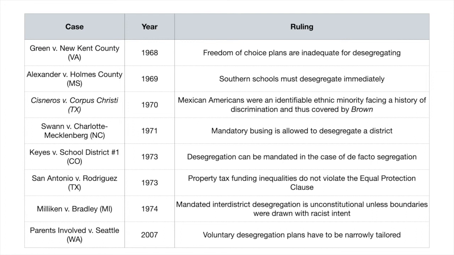So look at that timeline. Brown was passed in 1954. The Supreme Court was hearing desegregation cases until 2007. The United States did not magically desegregate, nor is it magically desegregated today.